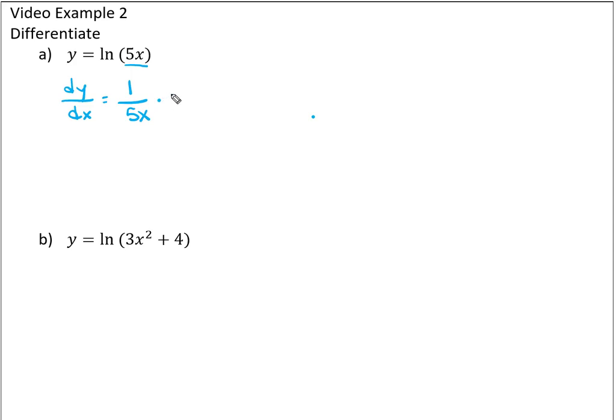And then we're going to multiply that by the derivative of 5x. The derivative of 5x is just 5. So you end up with 5 over 5x. And that simplifies to 1 over x. You've simplified it, so now that's our final answer. Let's do the next one.